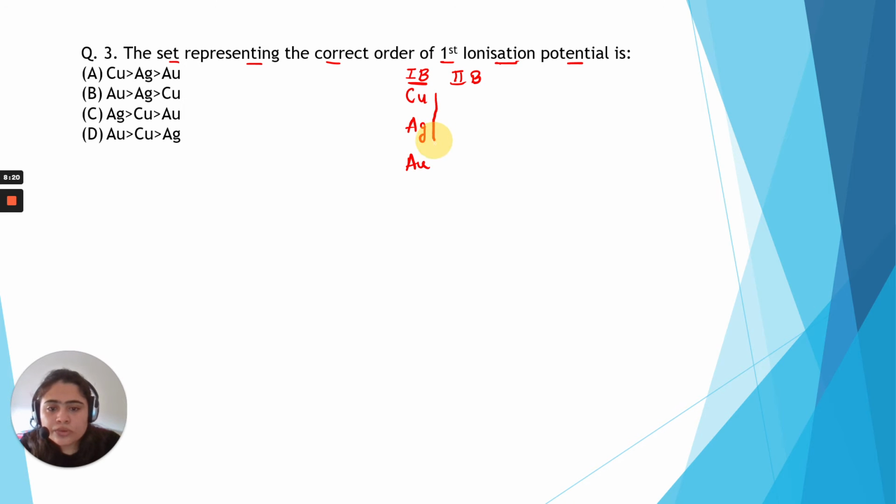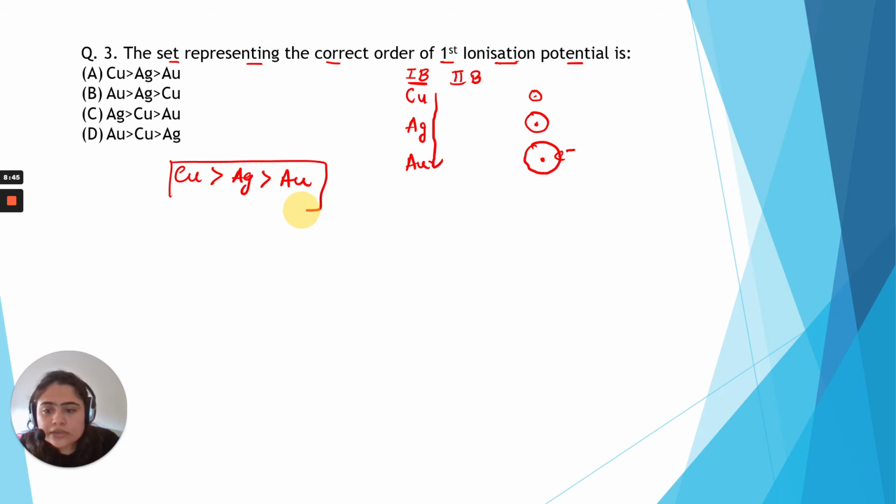As we move down the group, we know the atomic size increases because the number of shells increases. So if the atomic size is increasing, the electron is moving further from the nucleus, so it will experience less force of attraction from the nucleus, and it can be easily removed. So the correct order of ionization potential should be Cu greater than Ag greater than Au. But this is not the case. Au has a higher ionization potential than copper, and then Ag.